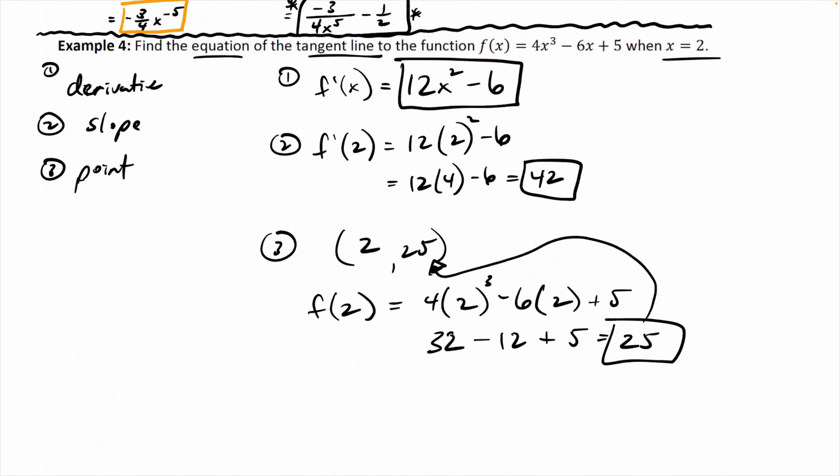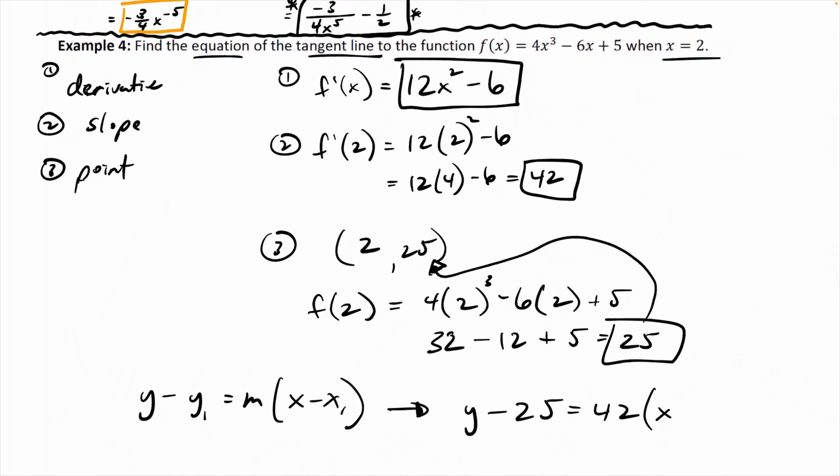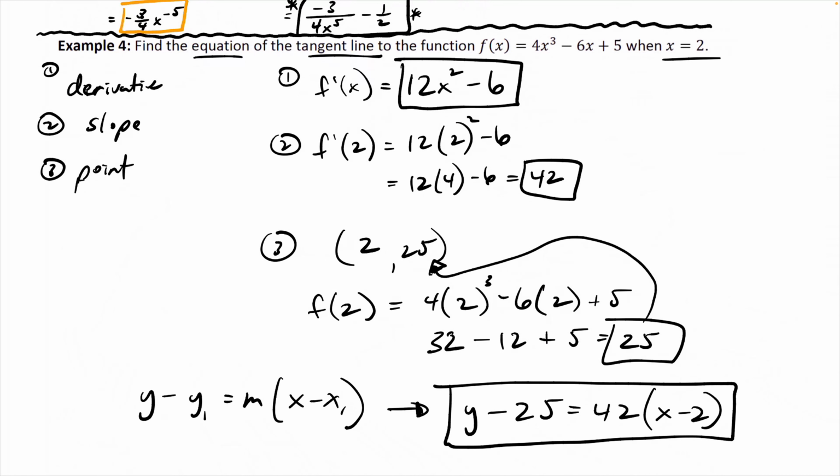Okay. So use point slope. y minus y1 equals m times x minus x1. Okay, so y minus y1, so our y is 25. Our slope is 42, and our x was 2. You can convert that to slope intercept. Sometimes they'll specifically say, I want it in slope intercept form. Well, just convert it. To convert it, you just set it equal to y, right? Distribute the 42, add 25 to both sides, and boom, it's in slope intercept.